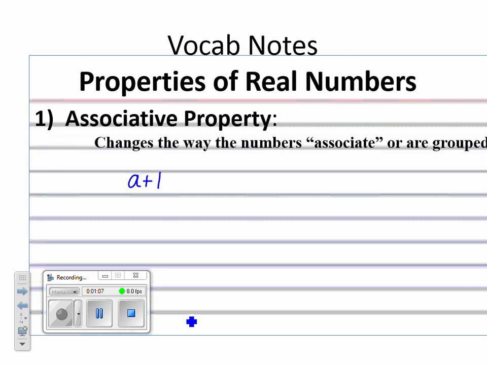So we're going to use variables A, B, and C. A plus B plus C. And if I group the A and the B, that will give me one answer. And that would be equivalent to A plus B plus C if I grouped B and C together. So those two expressions would be equivalent whether I group the A and the B together on the one side or the B and the C together on the other side. That is the associative property of addition.